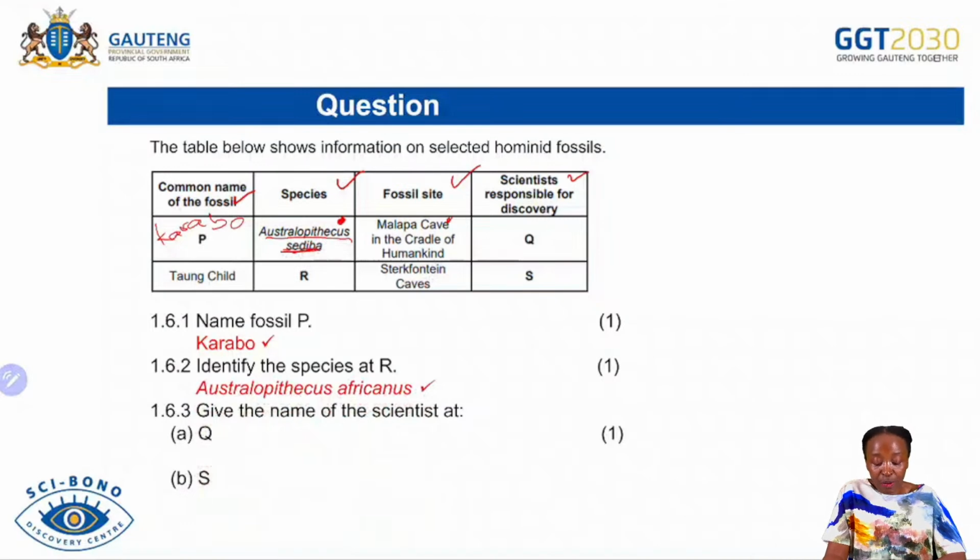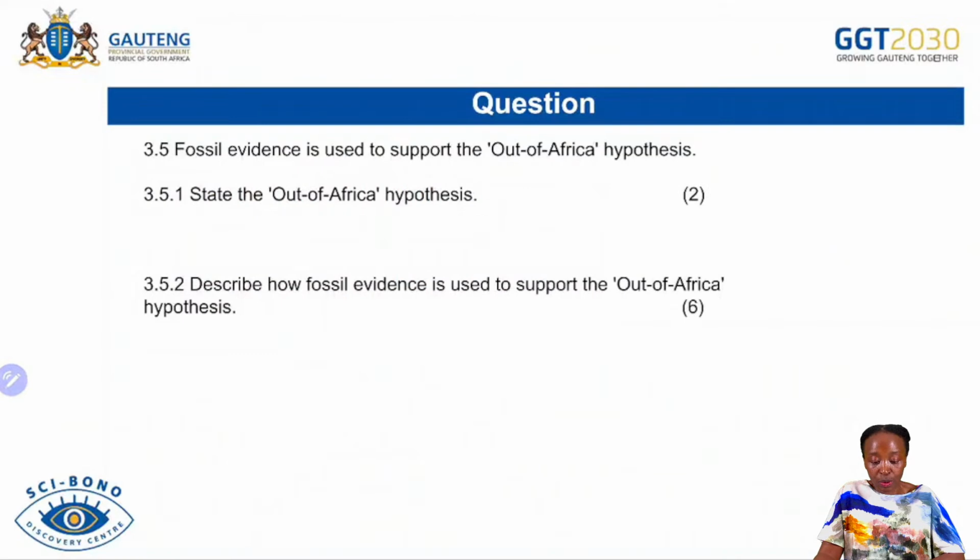Then give the name of the scientist at Q. So we said at Q, it is Berger who found the fossils that belong to Karabo. And then the scientist who found the fossils that belong to Taung Child, that person is Raymond Dart. So that is the first type of question that we're looking into.